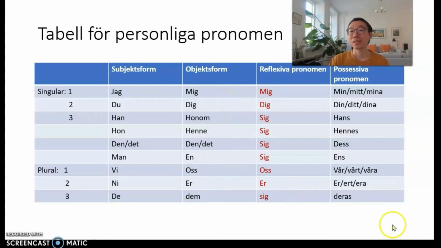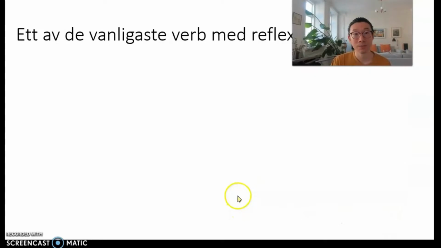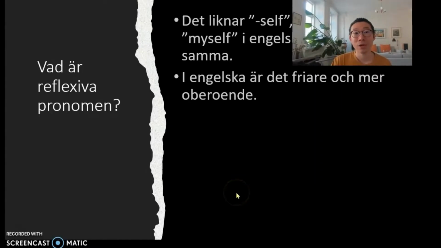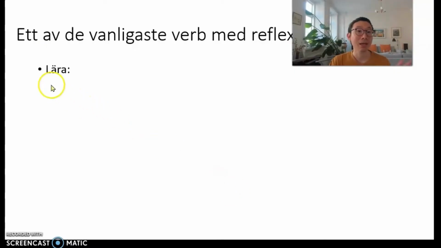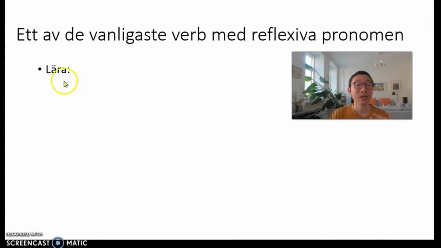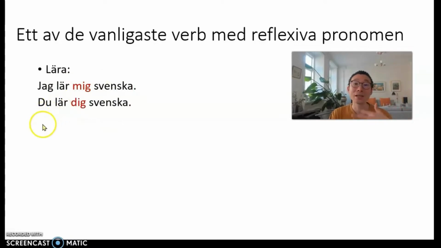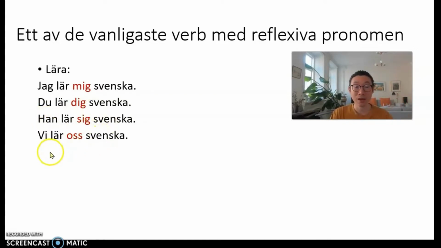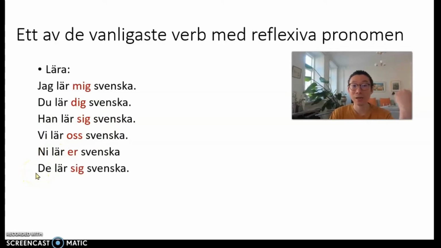Vi kan titta på några exempel också. Så till exempel, vi har pratat om lära. We've talked about the word lära. Till exempel, jag lär mig svenska. I'm studying Swedish or I'm learning Swedish på svenska. Du lär dig svenska. You are learning Swedish. Han lär sig svenska. He is learning Swedish. Vi lär oss svenska. We are learning Swedish. Ni lär er svenska. You are learning Swedish. De lär sig svenska. They are learning Swedish.